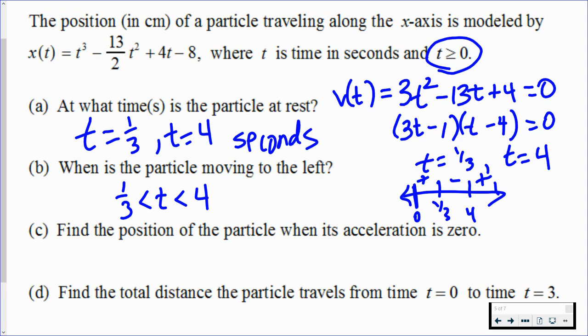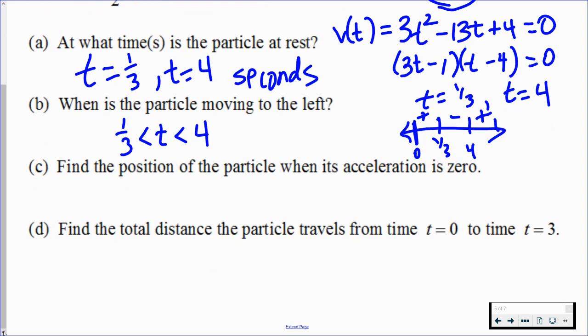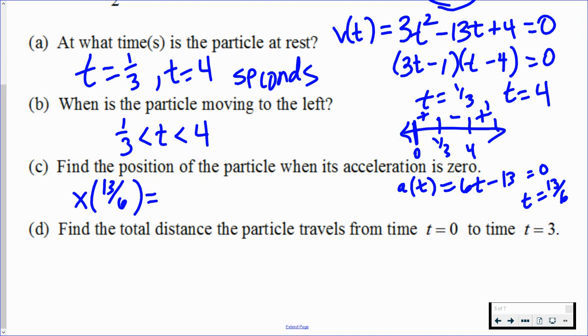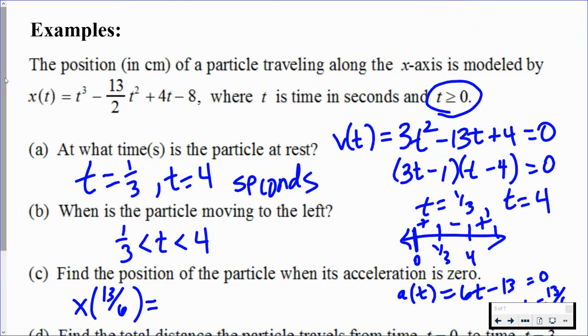Find the position of the particle when its acceleration is 0. Okay, so what we need to do here, we need to find acceleration first of all. So we have to take the derivative of velocity. So we're going to have 6t minus 13. And we want to know where that's equal to 0. So that would be at t equals 13 over 6. Now we need to plug that into position. Okay, and our position function, again, just as a reminder up here, was t cubed minus 13 over 2 times t squared plus 4t minus 8. Now we want to plug in 13 over 6 for that.